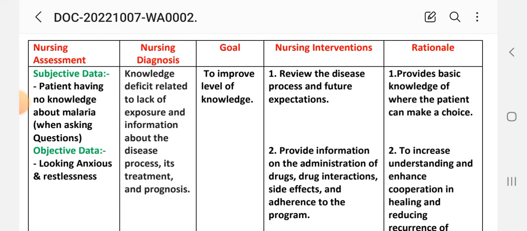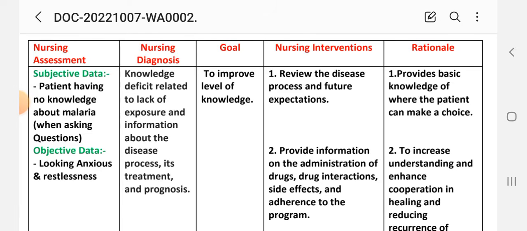Here also we will use the same steps: nursing assessment, diagnosis, goal, intervention, rationale. First, in nursing assessment, let's see subjective data and objective data. First subjective data: patient having no knowledge about malaria when asking questions. Objective data: looking anxious and restless. Nursing diagnosis: a knowledge deficit related to lack of exposure and information about the disease process, its treatment, prognosis.